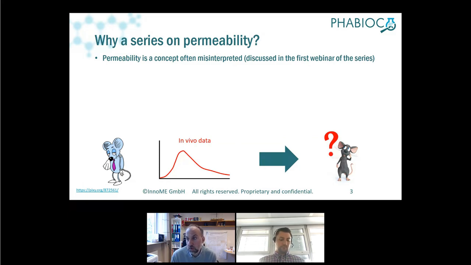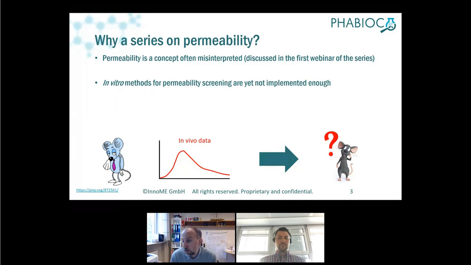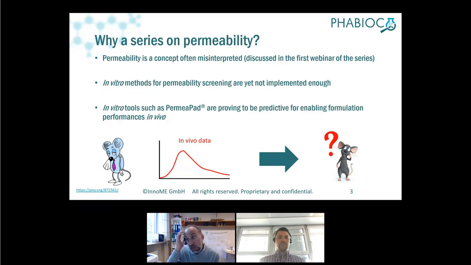Definitely there are some problems in understanding permeability as a concept. It is a concept that is often misunderstood or misinterpreted, and that's why results sometimes might not match expectations. In vitro methods also are definitely not implemented enough, especially at industrial level. But we do believe that in vitro tools like the PermaPad can be very predictive, in terms of both active ingredient screening, but also in enabling formulation testing.